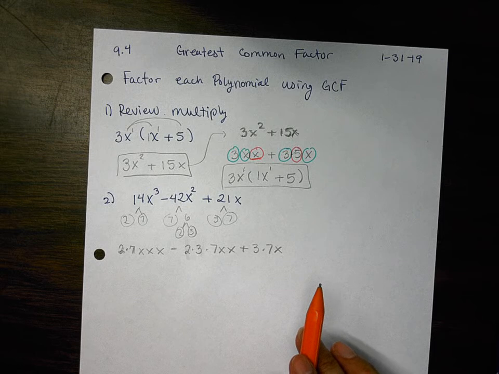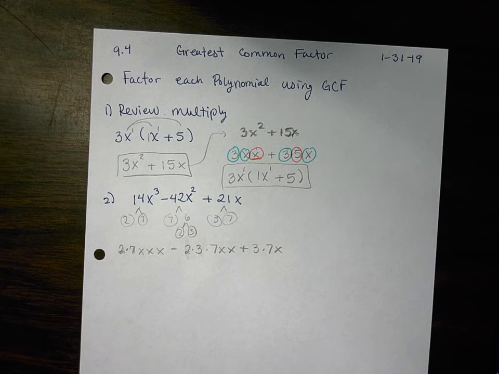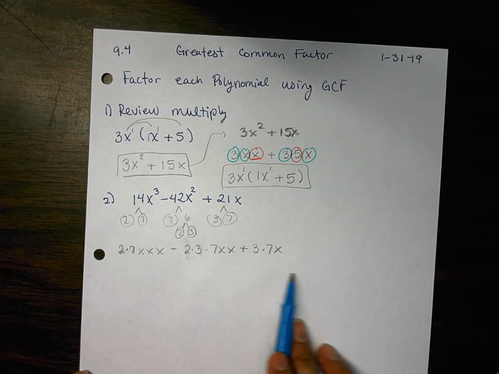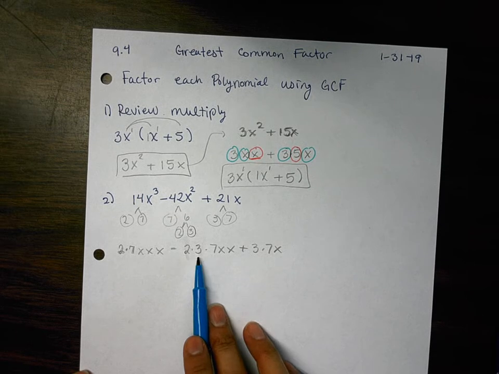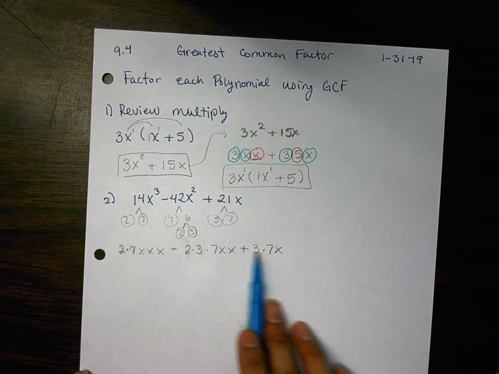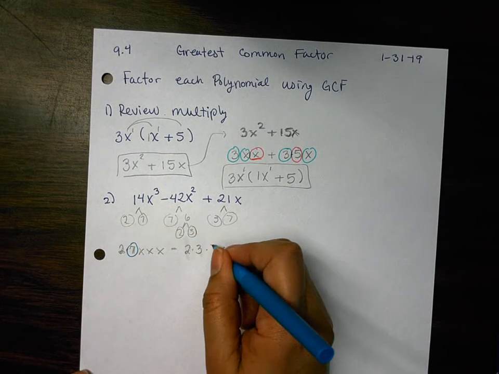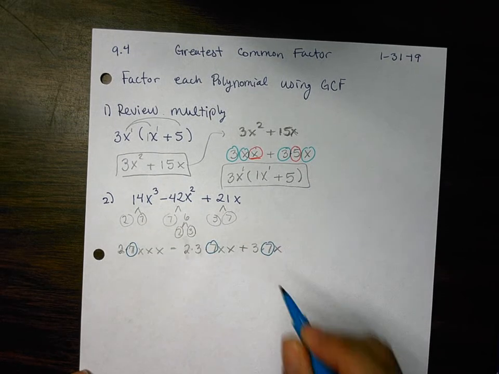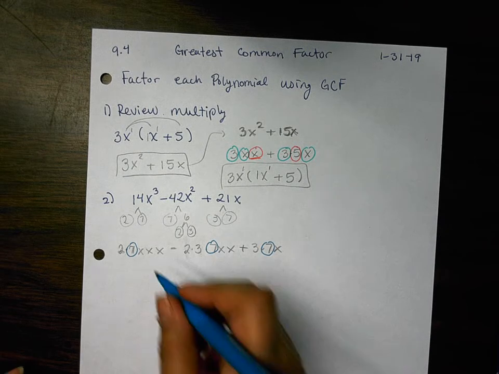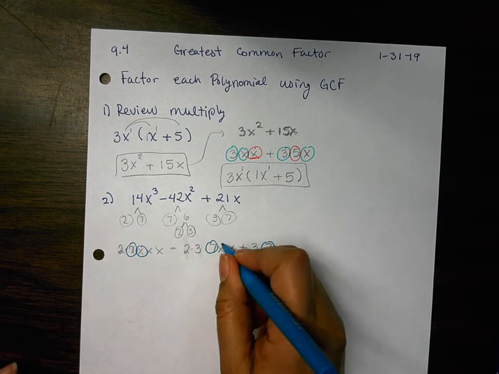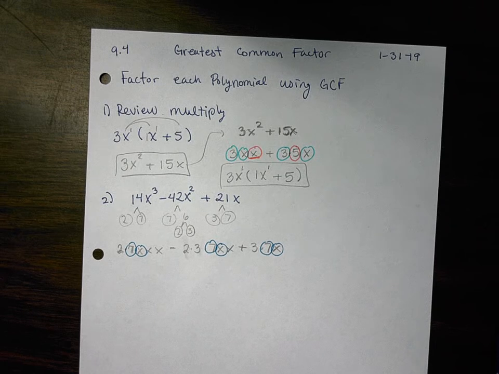Yes or no? Yes. Okay, let's circle what they have in common. Do they all have a 2 in common? No. What about that 3? Do they all have the 3 in common? No. What about a 7? Yeah. What about an x? Yes. What about another x? No.